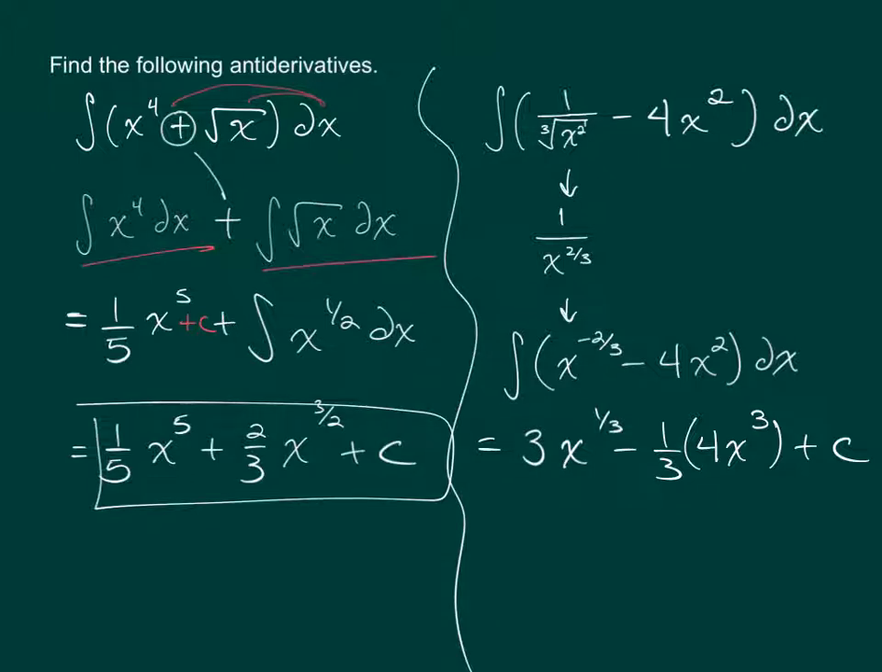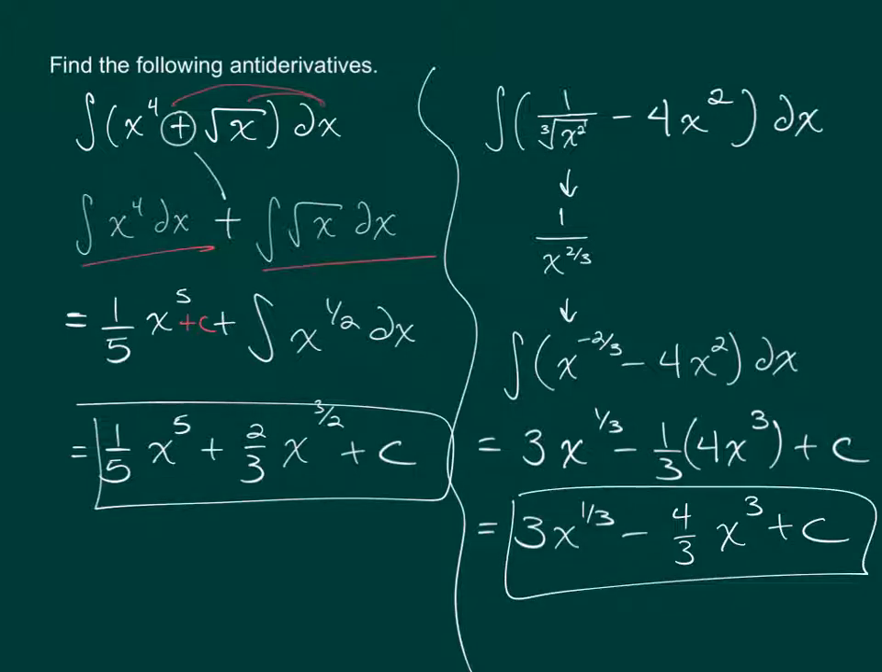So the very last thing I want to do is to have 3x to the 1/3 power minus, I'm going to combine these two constants right here, 1/3 times 4 is 4/3 x to the third power plus c. And here's the antiderivative for 1 over x to the 2/3 power minus 4x squared.